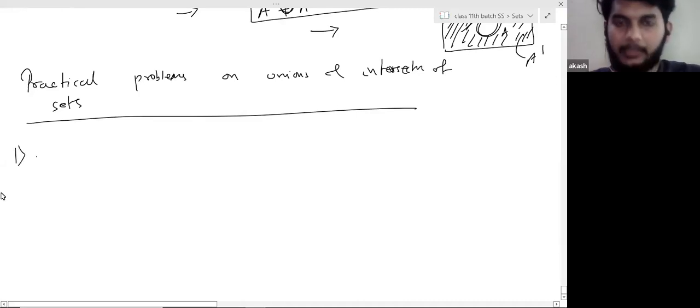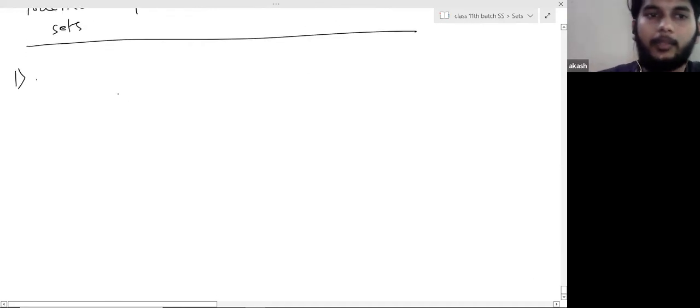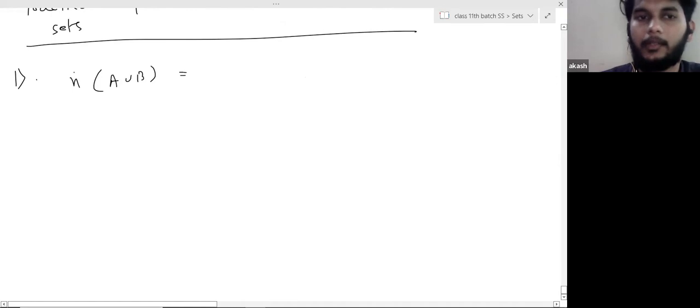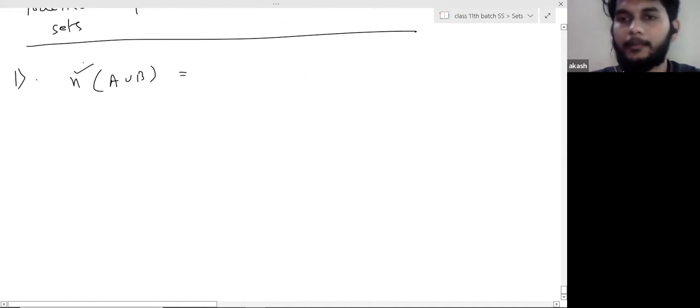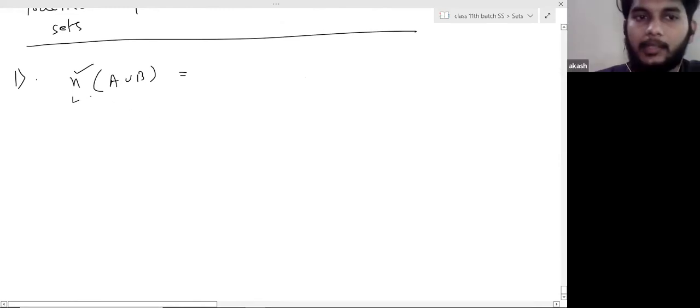So these are some problems that we need to know how to deal with. All right, so the first formula that we need to derive is n of A union B. What does this n mean, Arnav? Can you tell the answer? What does this n mean? N of A union B means?